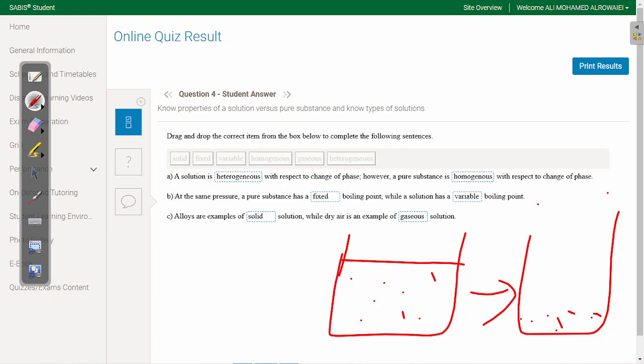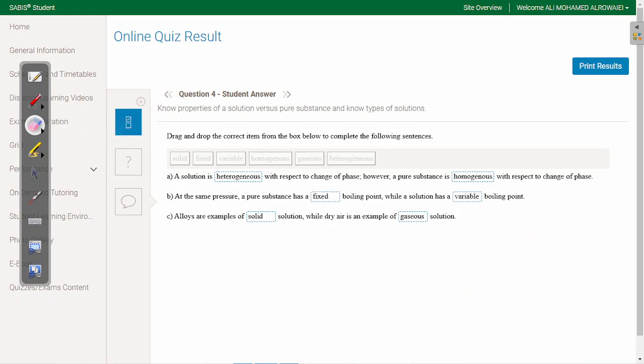So only with respect to change of phase. But if it stays like this, you can't see the salt actually, right? It will just be clear. Okay. However, a pure substance is homogeneous with respect to change of phase. Yes, so if you just have pure water, when you evaporate it, it won't leave anything behind. So it's still homogeneous with respect to change of phase or without respect to change of phase.